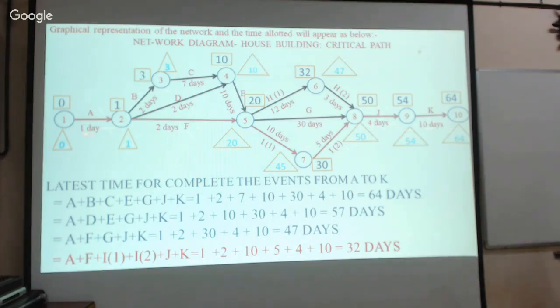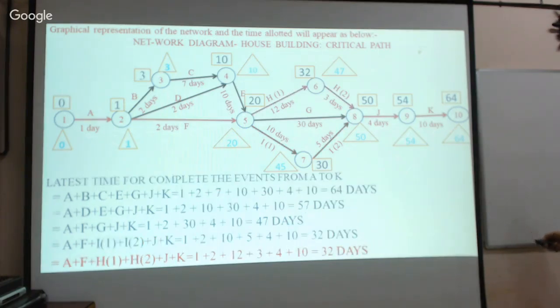Now therefore, 1 plus 2 plus 10, 1 plus 2, 3, 13, then 18, 22 plus 10. That is 32 days. So 1 plus 2 plus 10, that is 13, 18, 22, 32 days. Isn't that? 32 days are required along this path.